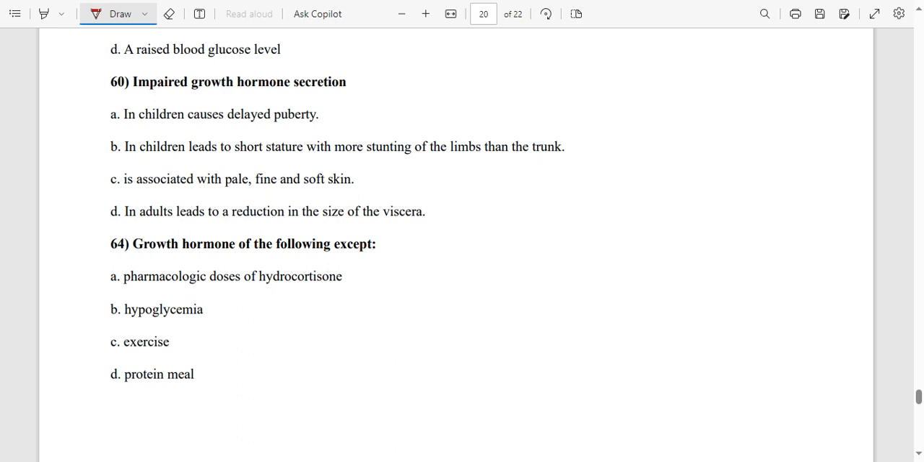Growth hormone of the following except. I don't know what this question is saying, but we had already answered it. I just typed it wrongly. It's one of those questions on top.